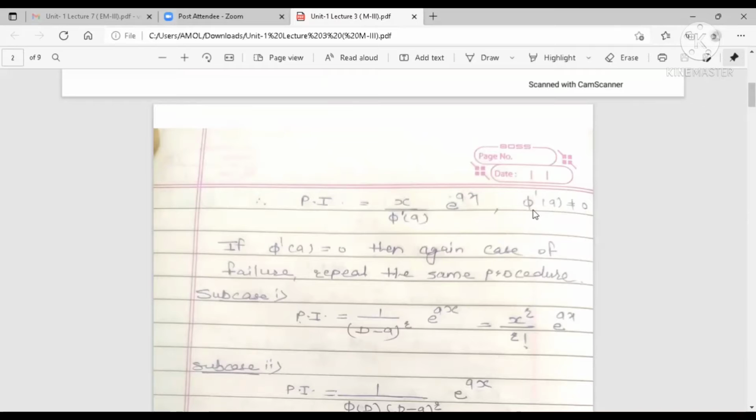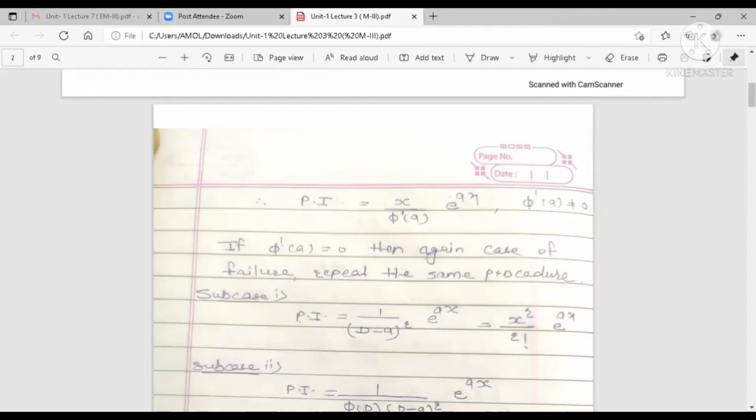Again, the condition is there: phi dash of a must be non-zero. If it is equal to 0, then again it is a case of failure. If it is again the case of failure, then you repeat the same procedure, means multiply the numerator by x, take the derivative of the denominator. After finding the derivative, you replace that D by a. And again the same condition will be there, the denominator must be non-zero. So you repeat the same procedure.